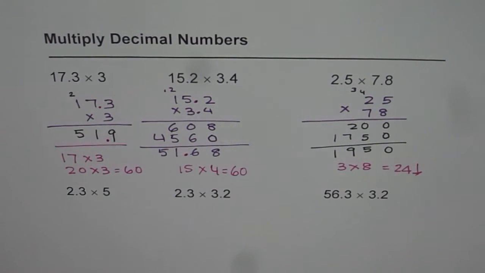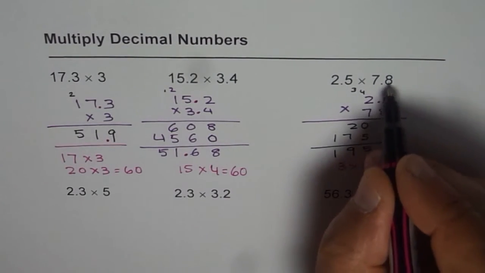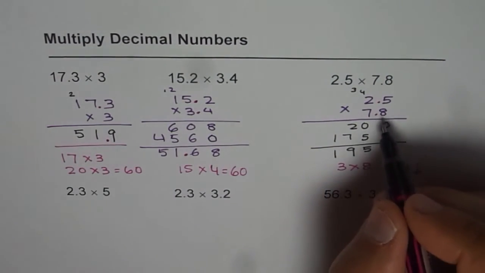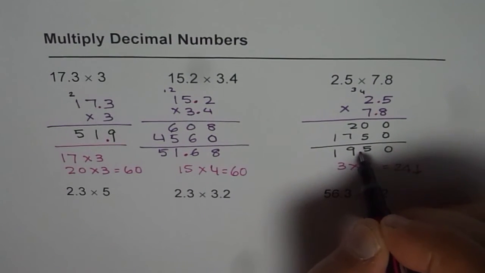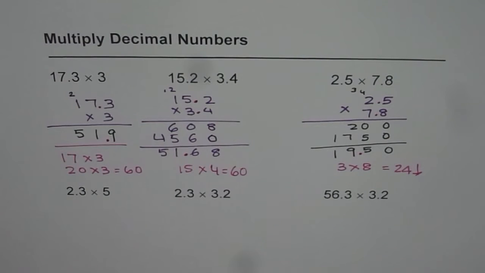Now is the time to put a decimal. One number here is after decimal, then we have one more number after decimal. Two numbers are after decimal, so two numbers after decimal. 19.50 is the right answer. As well below 24. It works. Do you see that? So that's the whole idea.